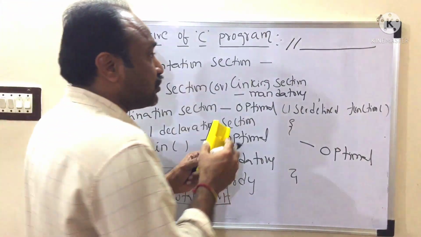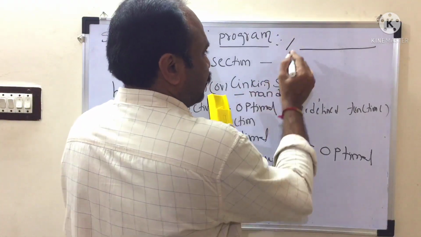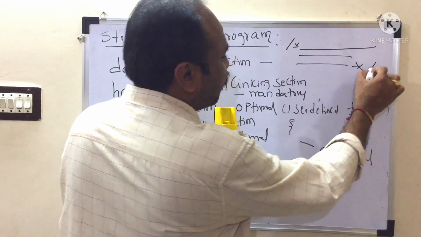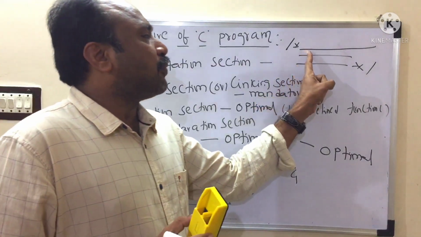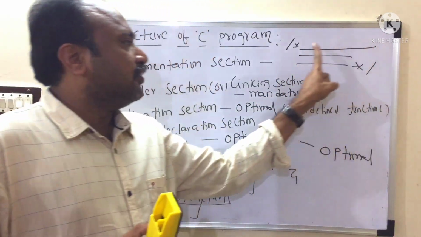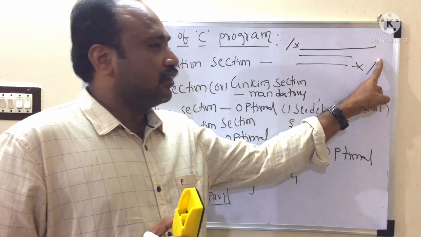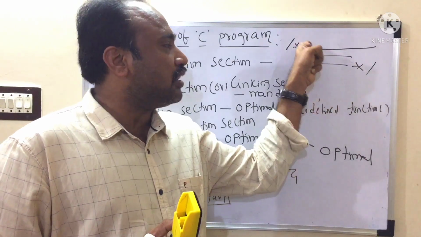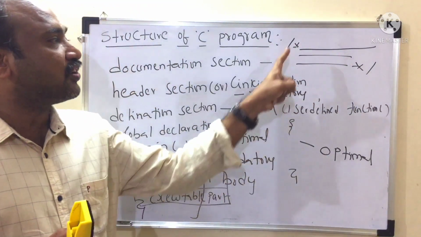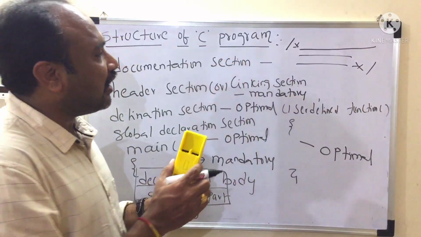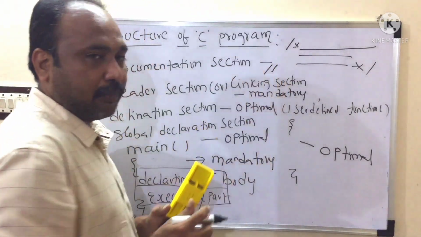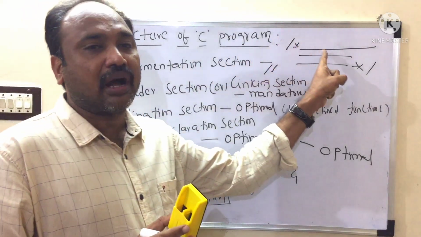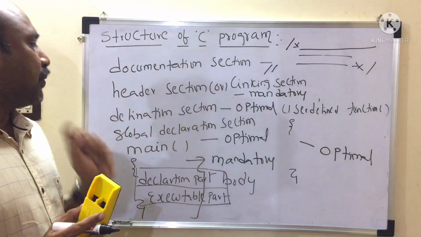If there are multiple lines, you have to write like this: forward slash star, line 1, line 2, line 3, star forward slash. The aim of the program is to perform addition of two numbers. This program is written by Sai Charan. This program is written in CSC lab. If you write multiple lines, put them in multiple line comments. Earlier I explained single line comments like this. Whatever we write in the documentation section, we have to write in comment lines. That is about the documentation section.